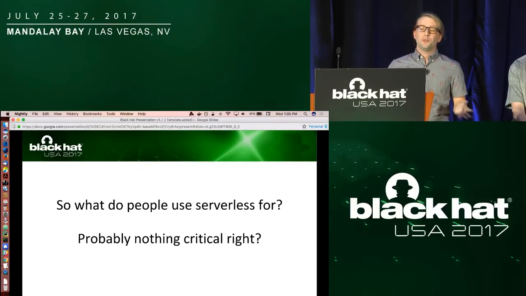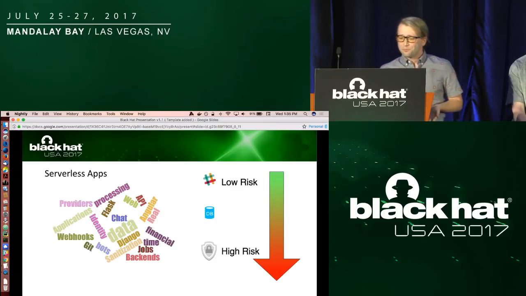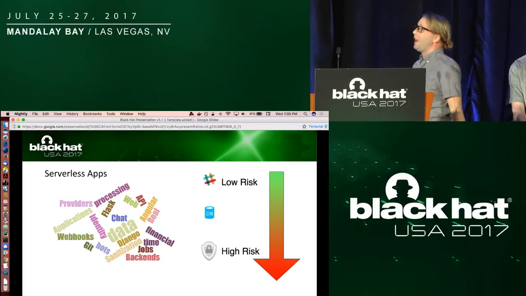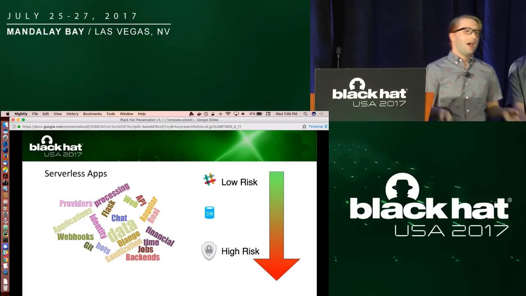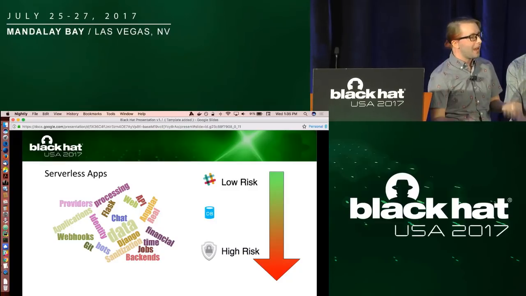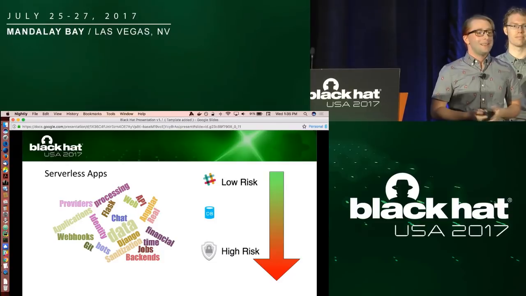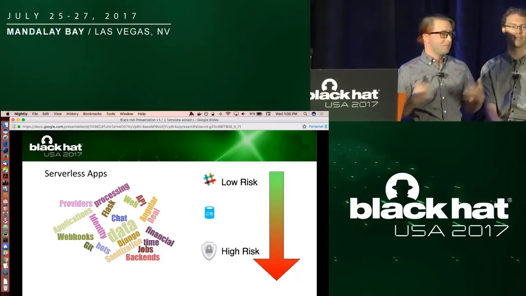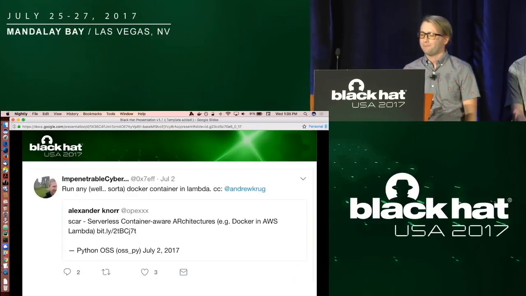So what do people even use this serverless thing for? It's relatively new, probably nothing critical, right? So the answer is that we have this whole smorgasbord of apps, and they really range from low-risk to high-risk apps. You have people using serverless for chatbots, and on the more high-risk end, you have them using them for identity providers and things at the very heart of our infrastructure. So it's really anything and everything.